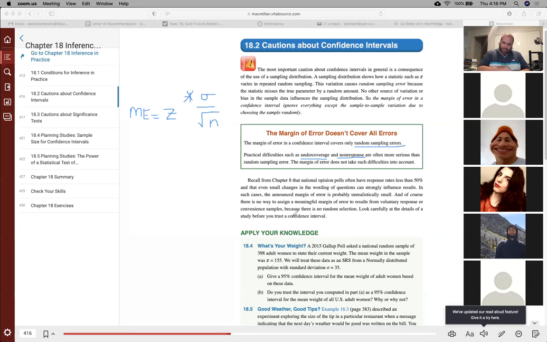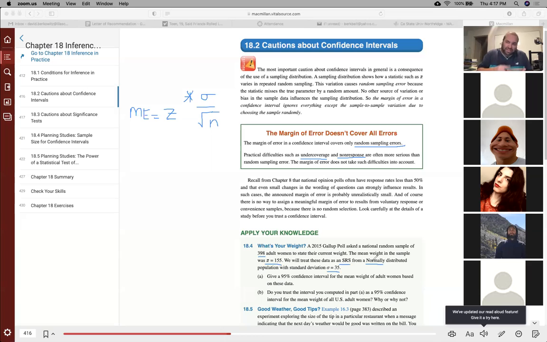What's your weight? A 2015 Gallup poll asked a national random sample of 398 adult women to state their current weights. The mean weight in the sample was X bar equals 155. So here we have 398. That's an important number. It's going to play a role in formulas. We have X bar equals 155, an important number, plays a role in formulas. We will treat these data as an SRS from a normally distributed population with sigma equal 35.